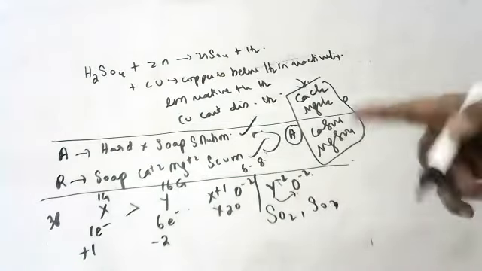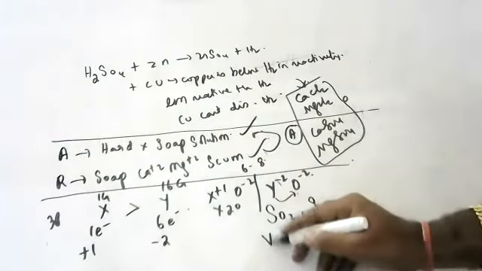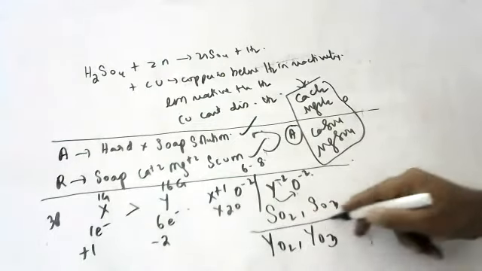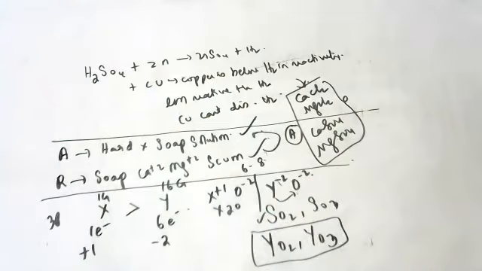So imagine that in your mind and write down the formulas: YO2, YO3. Like this, you should write. You should imagine this in your mind, children. Don't write sulfur, because they did not say Y is sulfur. Are you able to understand, children?